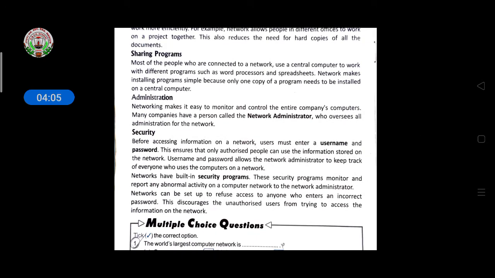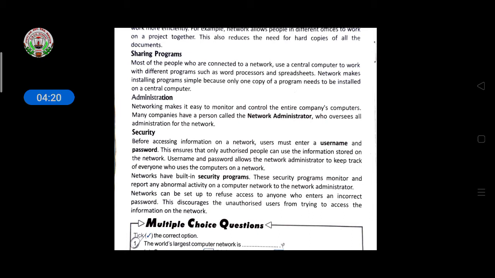Sharing programs: most of the people who are connected to a network use a central computer to work with different programs such as word processor and spreadsheet. So the network makes installing programs simple, because only one copy of a program needs to be installed on a central computer.